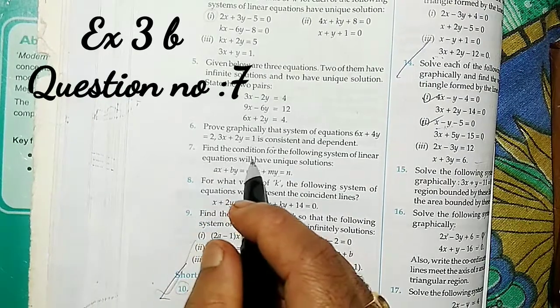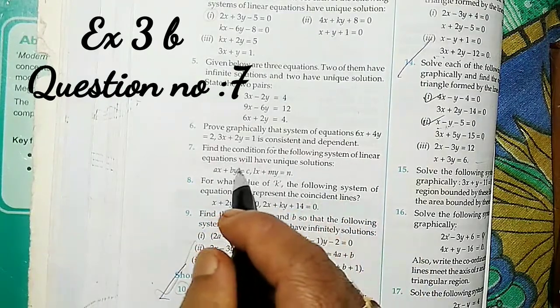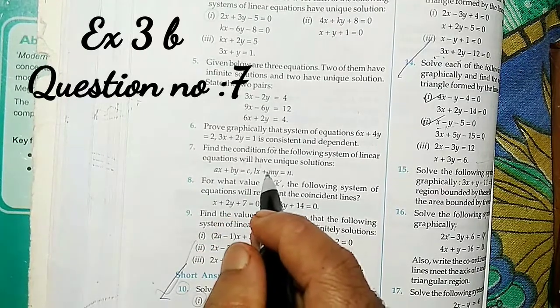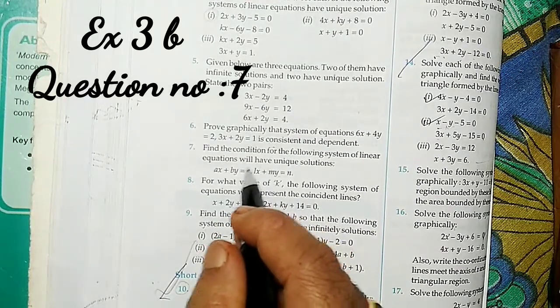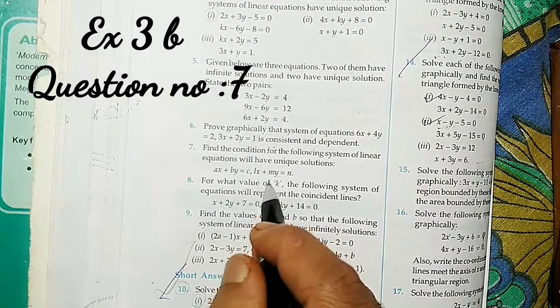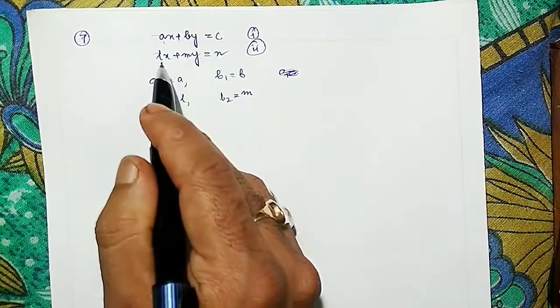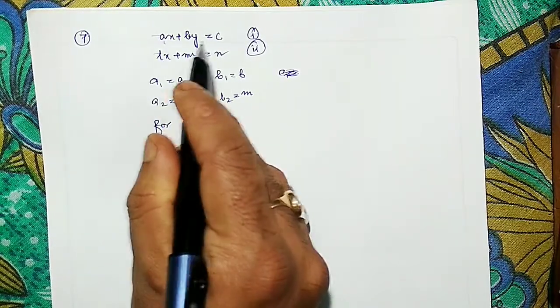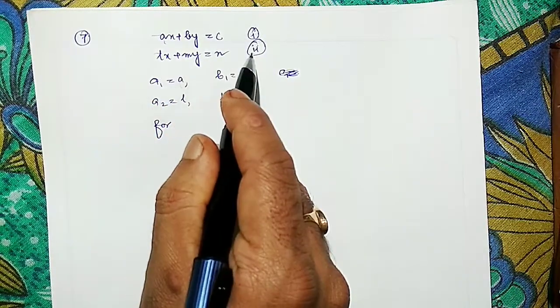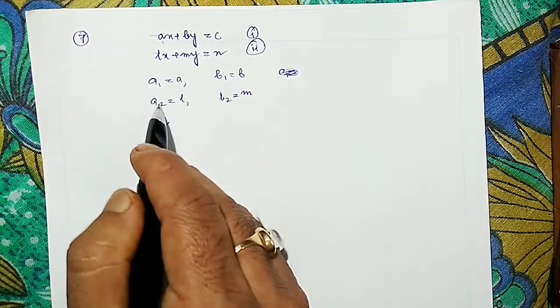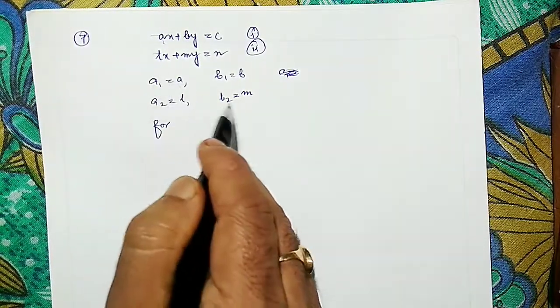Find the condition for which the following system of linear equations will have a unique solution. These are the two equations, and we are to find the condition for which they will have a unique solution. Let me solve this sum. Here ax plus by equal to c and lx plus my equal to n. Let this be equation number 1, and this one is equation number 2. Here a1 is a, b1 is b, a2 is l, and b2 is m.